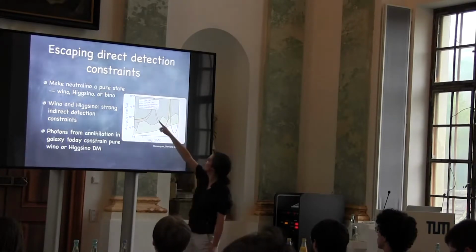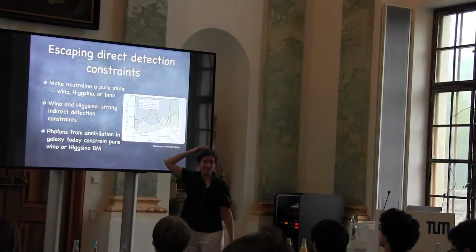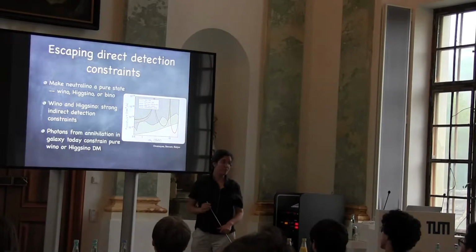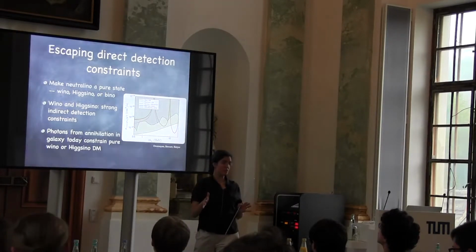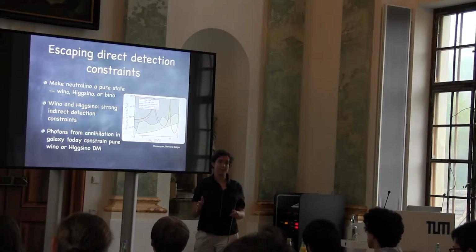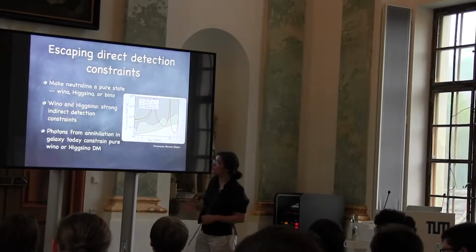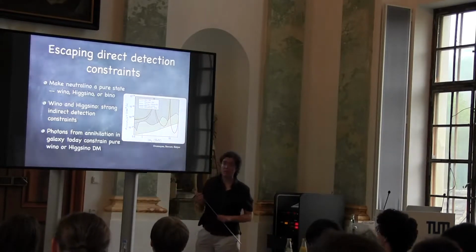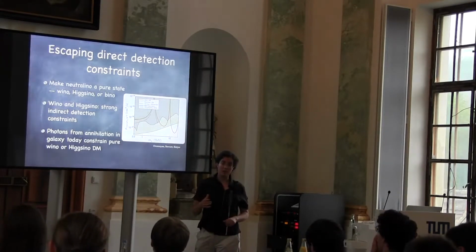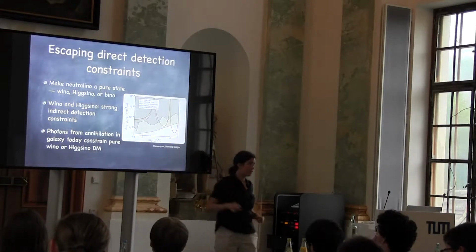Okay. Now you might say, well, there's some model dependence here because it's a constraint that's derived from looking towards the galactic center. But you can see nonetheless that there is actually quite a bit of tension already with Wino dark matter being consistent with these indirect detection constraints.